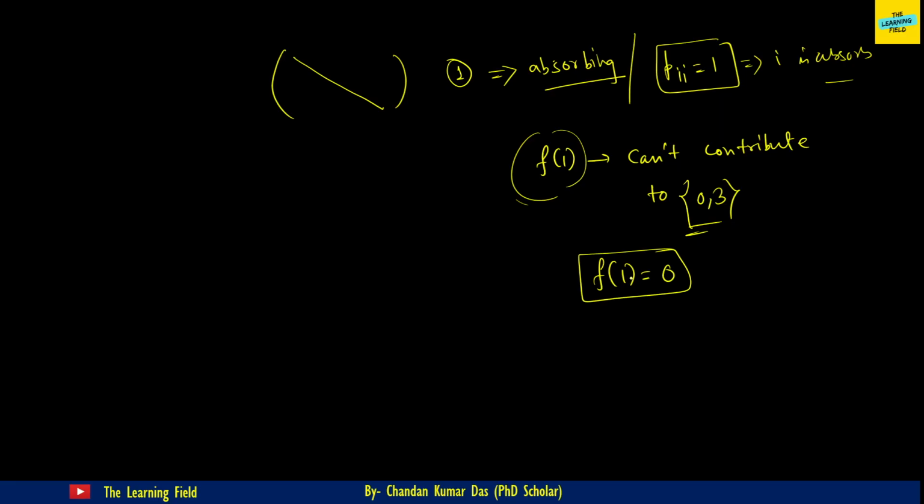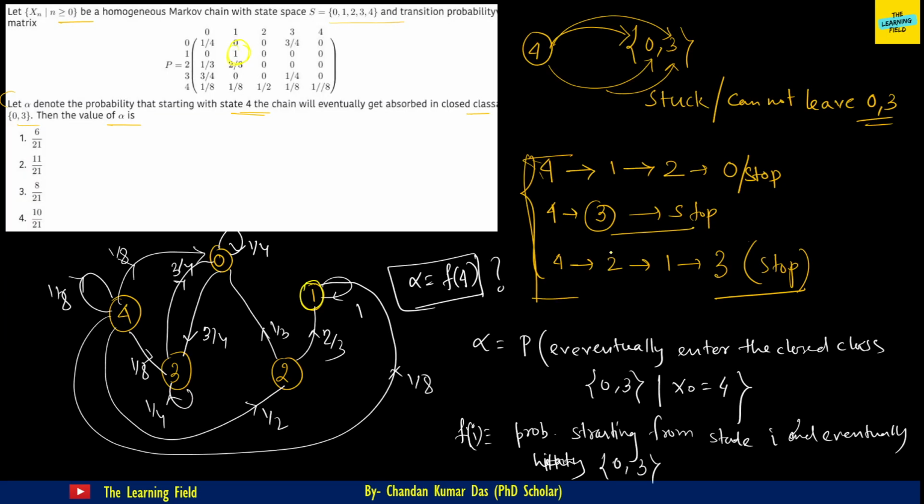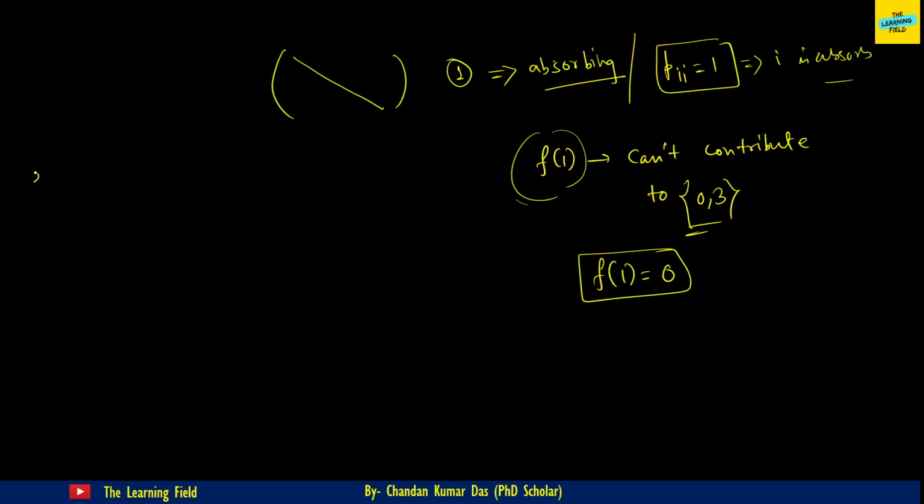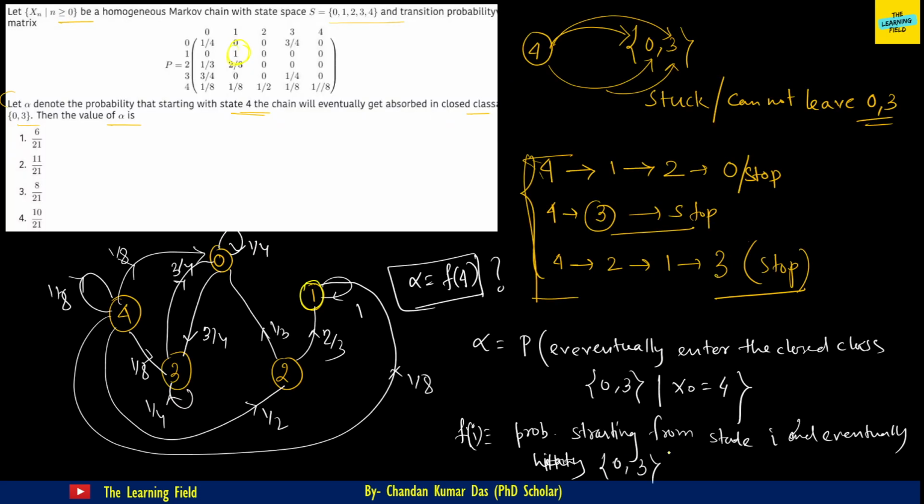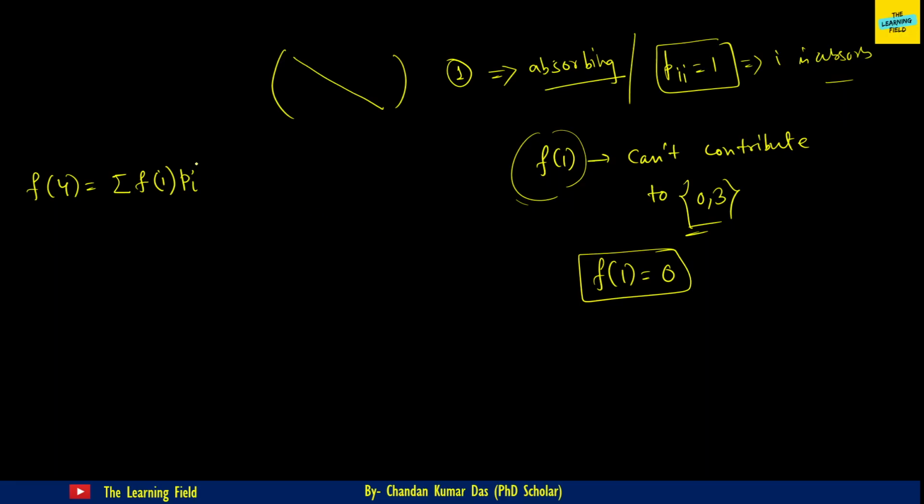Listen very carefully. You have to understand this. Just solving the first problem is not a big deal. So this is the main funda. Now to find f4, the mathematical formula, how can we find it, summation of f_i and p_i. That means f4 means the probability of starting from state 4 and eventually hitting 0 and 3. But it may not be in one step, it may be in multiple steps. So this is that probability in the TPM.